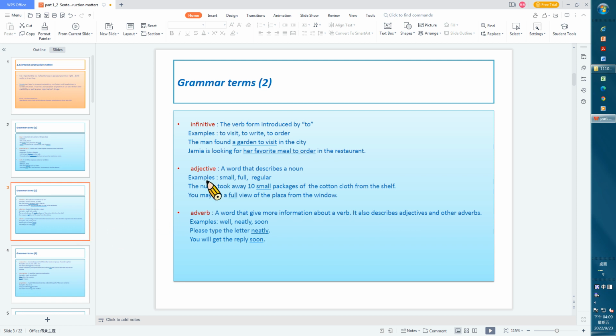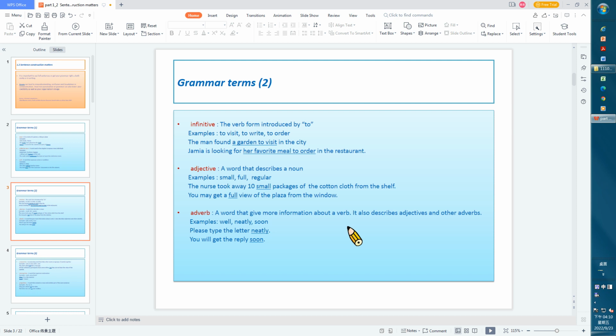Number four, an infinitive. An infinitive is a verb form introduced by to. For example, to visit, to write, to order. Number five, adjective. An adjective is a word that describes a noun. For example, small, full, regular.